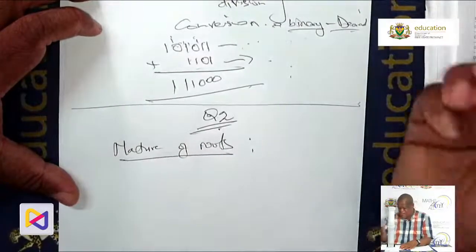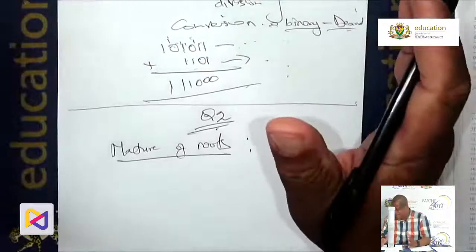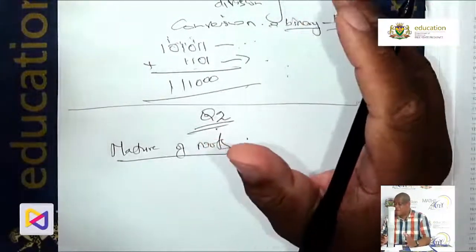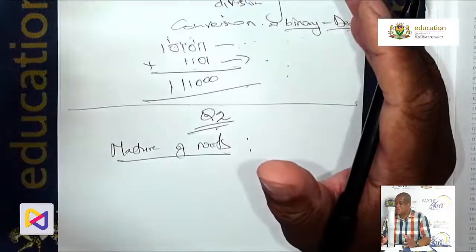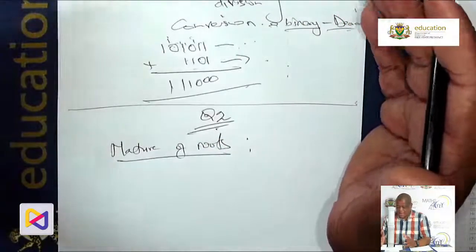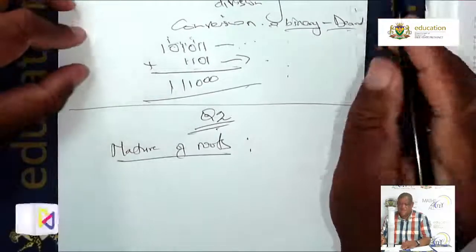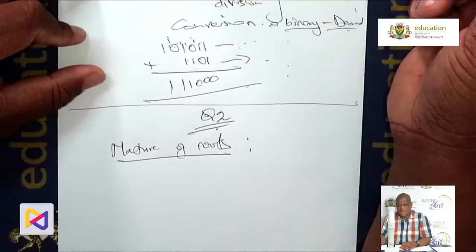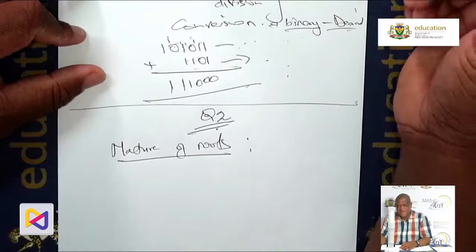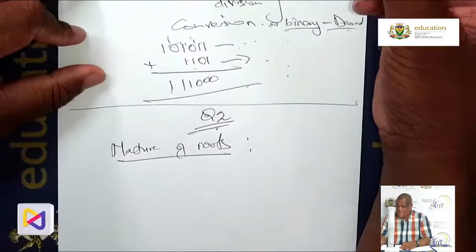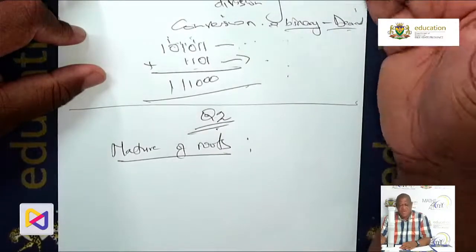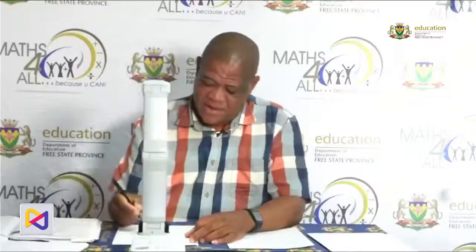What we normally say is, let's understand this type of question. It is the nature of the roots, and even the question will always expect a candidate to describe the nature of the roots. In most cases, they will say, determine the nature of the roots without actually solving.